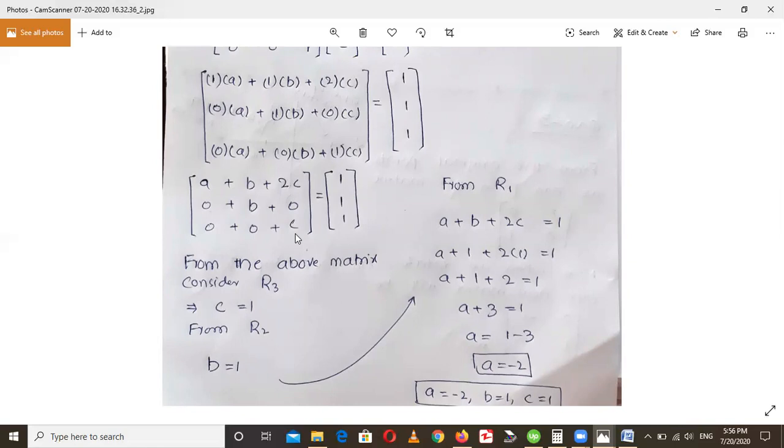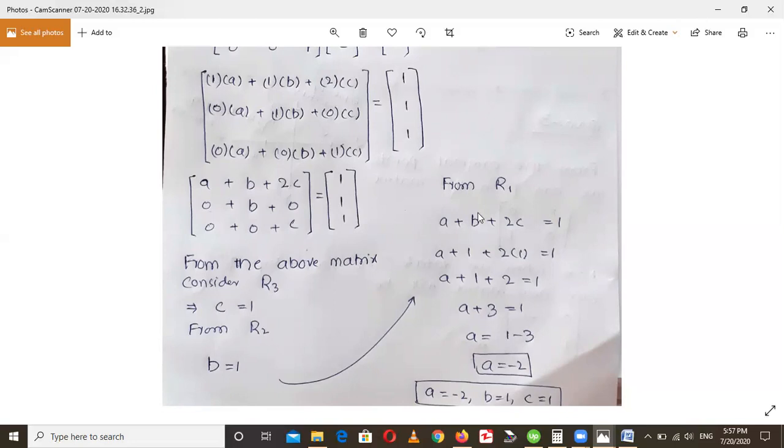Hang on. Let me have a moment to read your answer. I'm still not getting it. A plus B plus 2C is equal to 1. Consider R3. What is R3? Oh, okay. So the second one is B equal to 1, and the third one is C equal to 1. Yes, exactly. So you just replace the values of B and C to get A.